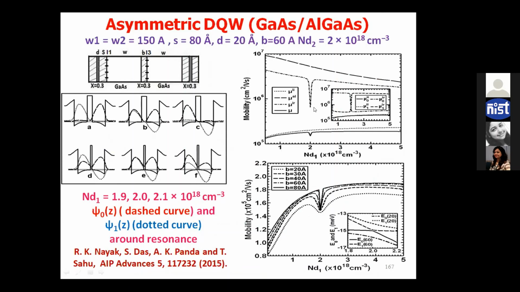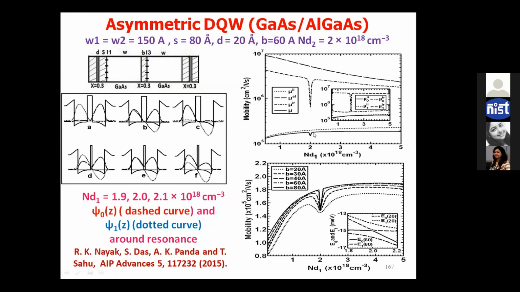So that means when we take ND1 varying and ND2 fixed, as ND1 varies, there is a resonance. That means when ND1 matches ND2, when the structure becomes symmetric, there is maximum overlapping. As there is maximum overlapping, the scattering will be maximum, so mobility will be minimum. So at ND1 equal to ND2, there is a resonance, and there is a sharp peak in the mobility.